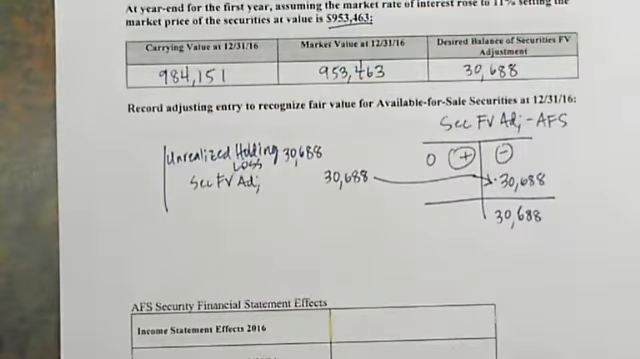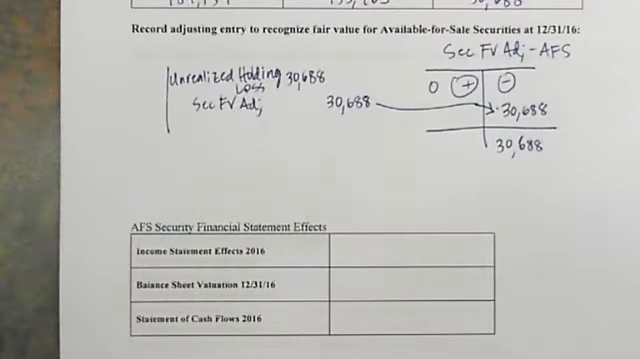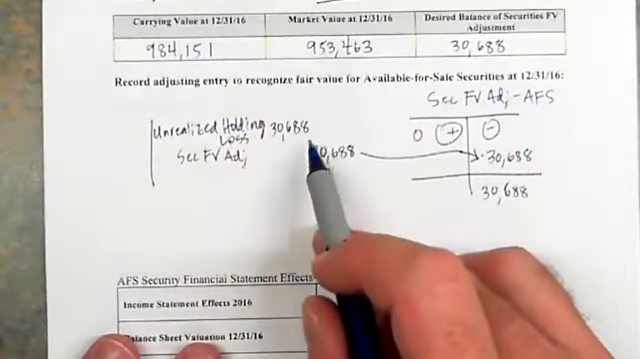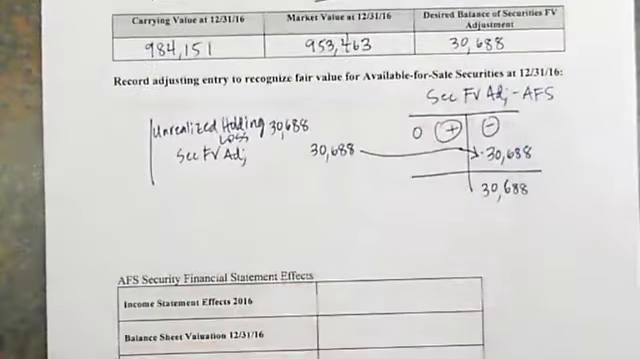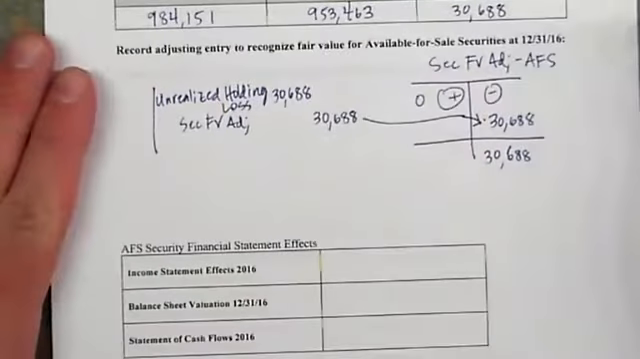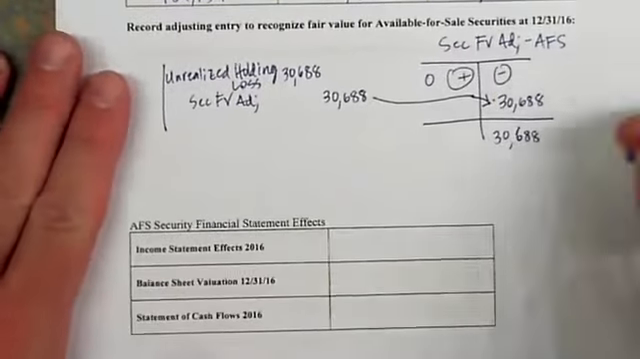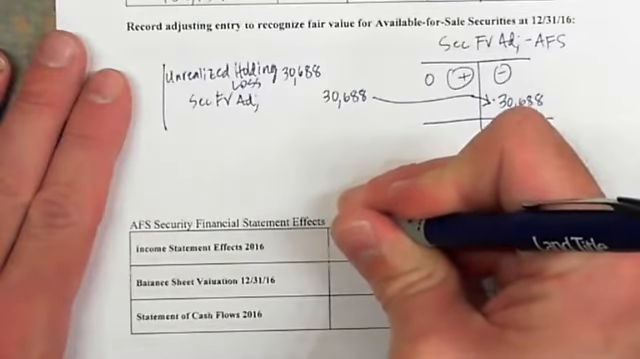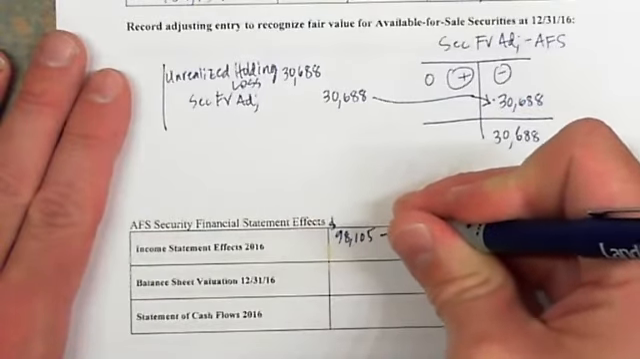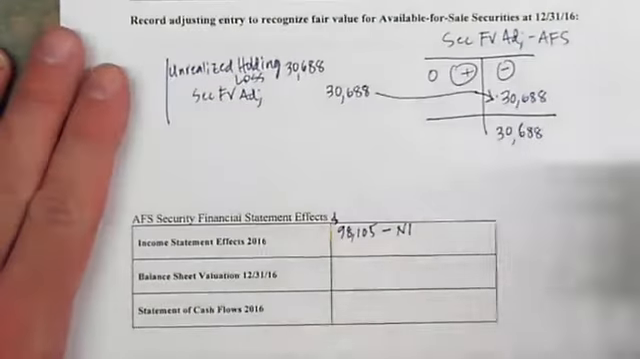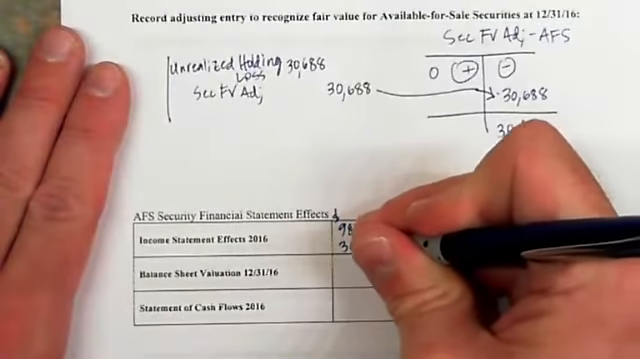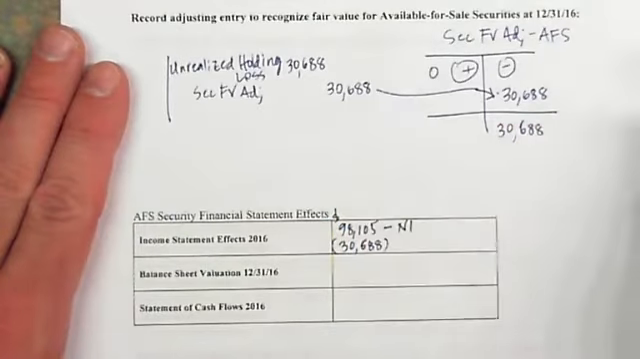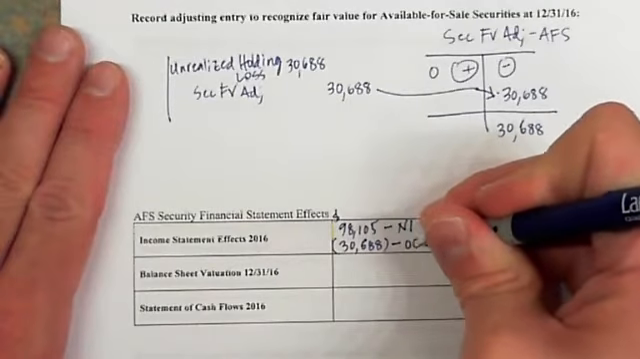So it makes the appropriate loss. We wanted the securities value to decrease. Well, that would represent a loss, a credit to the security fair value adjustment account. And so now, again, we want to record the effects of the security. We would still have the $998,105 of net income from the interest revenue. But now this $30,688 loss is going to go to OCI.